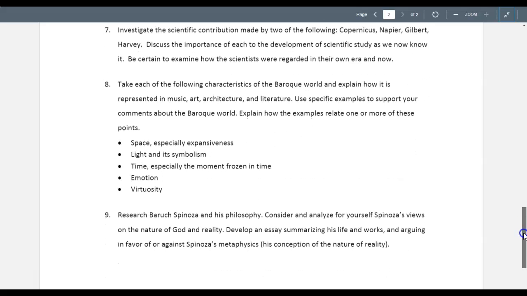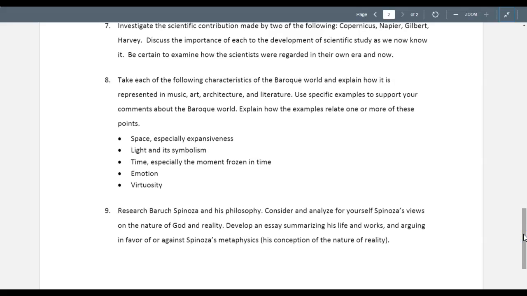The next chapter moves us into the Baroque, and this particular topic looks at the views about the Baroque world, and I want you to discuss music, art, architecture, and literature. So you have a little bit of each of these areas to cover, with specific concepts about space, that would be with art and architecture, light, that's going to be in art and architecture as well, time, emotion, virtuosity. All those are concerned, especially with the last two, with music and literature. The first three more so with art and architecture.